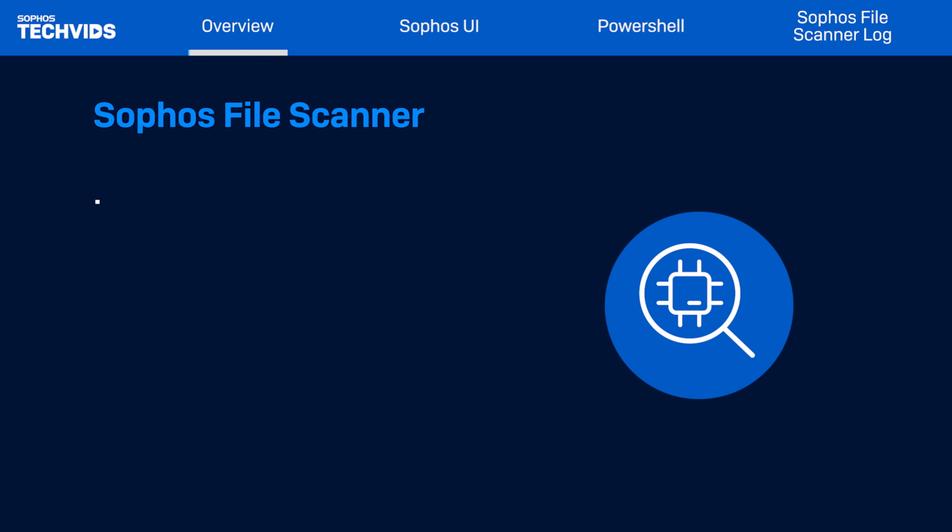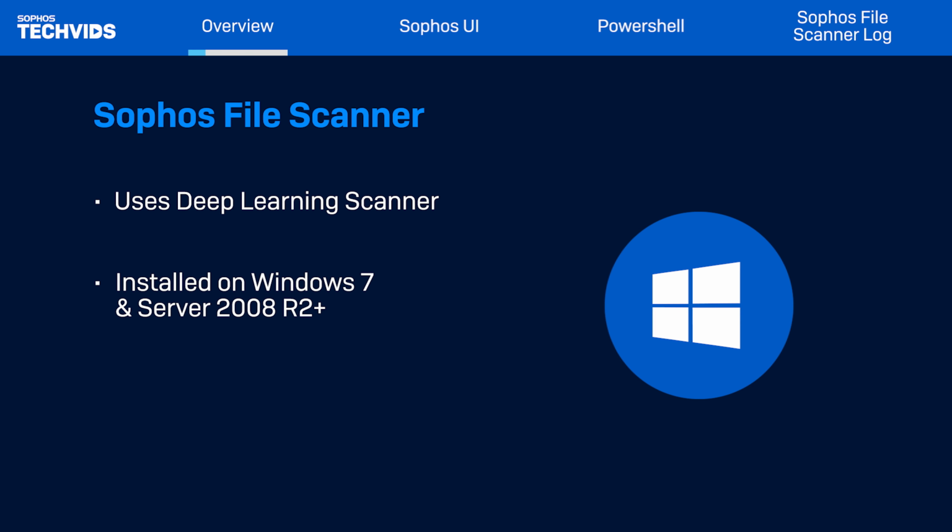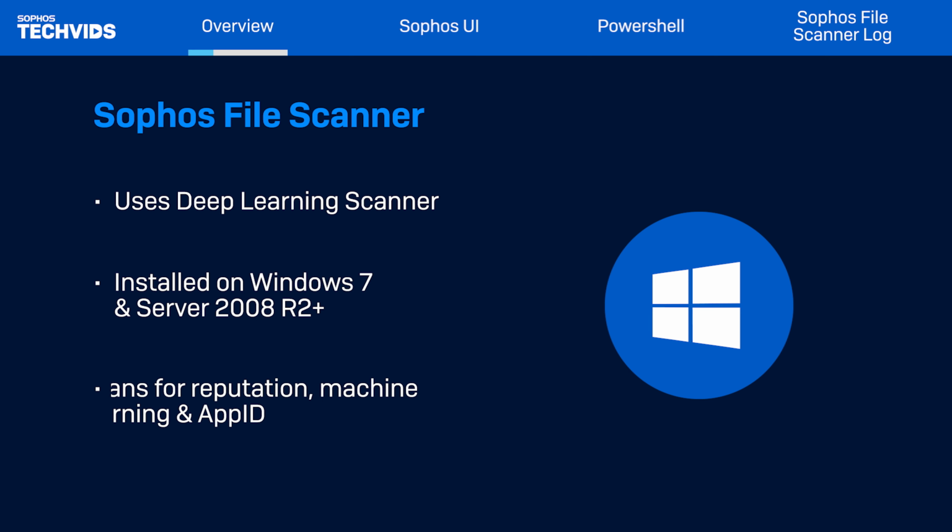With the release of Sting 2.0, Sophos Central endpoints and servers no longer use signature-based scanning and instead use our existing deep learning scanner. Sophos File Scanner is installed on Windows 7 and Server 2008 R2 and later. It's the component that scans files for reputation, machine learning, and app ID.